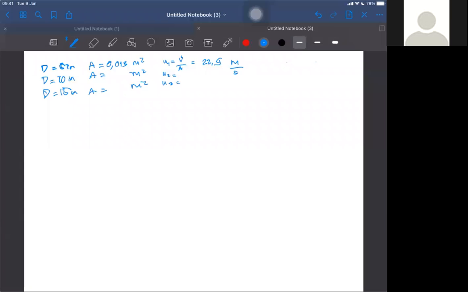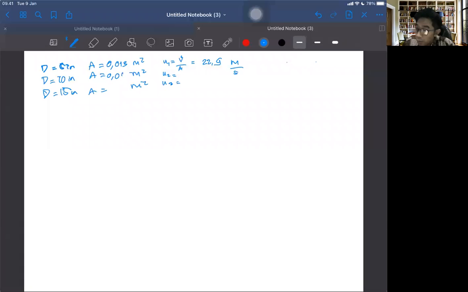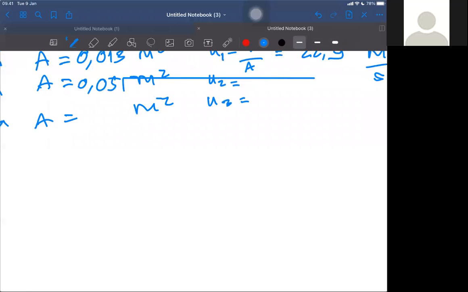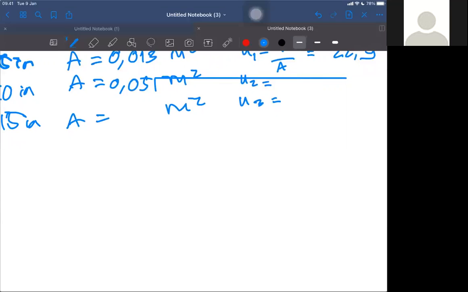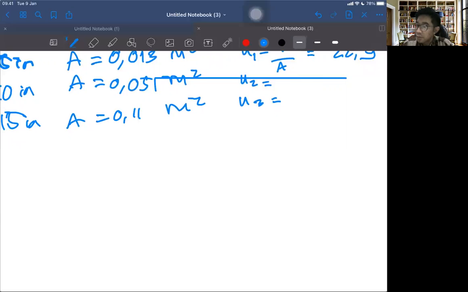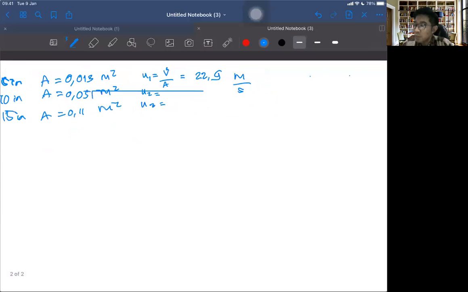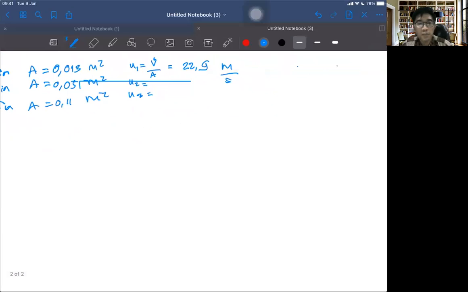The area for 10 inches is 0.051, sir. 0.051. Yes. Okay. And area for 15 inch? 0.11, sir. 0.11. Okay, so please calculate the velocity, the linear velocity.